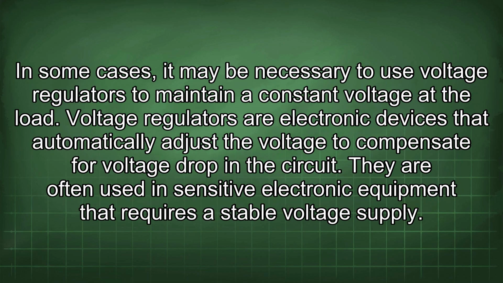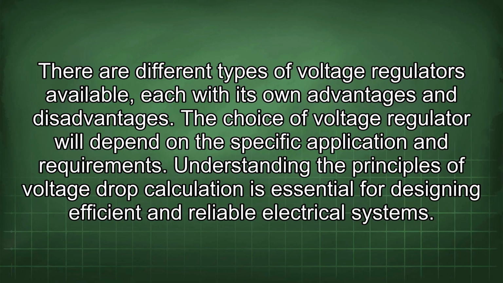In some cases, it may be necessary to use voltage regulators to maintain a constant voltage at the load. Voltage regulators are electronic devices that automatically adjust the voltage to compensate for voltage drop in the circuit. They are often used in sensitive electronic equipment that requires a stable voltage supply. There are different types of voltage regulators available, each with its own advantages and disadvantages. The choice of voltage regulator will depend on the specific application and requirements.